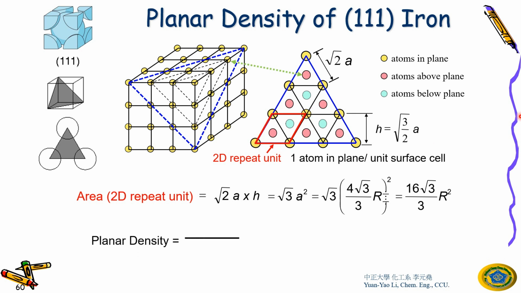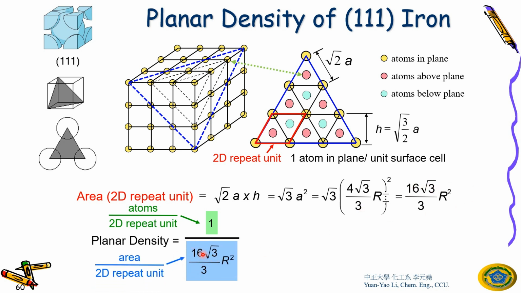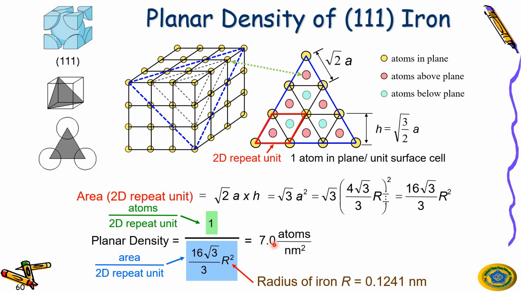Right, so what's the planar density? Planar density is how many atoms are in this repeat unit? That's 1, right? 1 here. And then you just put this number in this, divided by this number, and do a little bit of calculation. You got 7.0 atoms per nanometer squared for a unit cell, for a repeat unit. Okay, and if you want to change the unit from nanometer to meter, this is the answer.